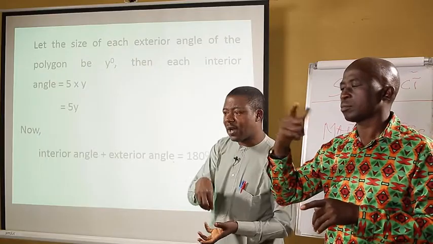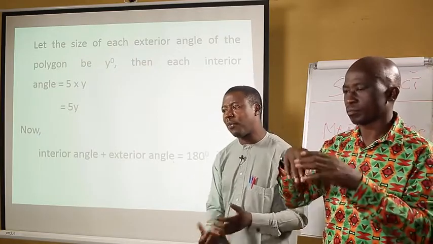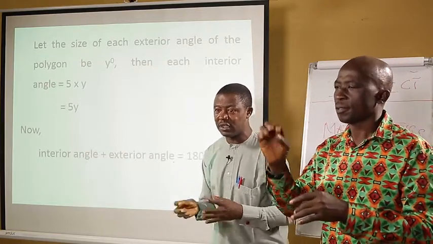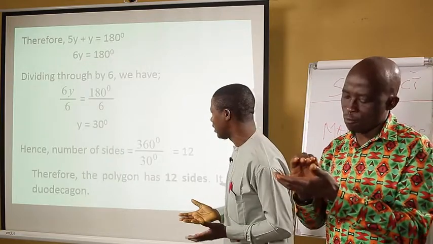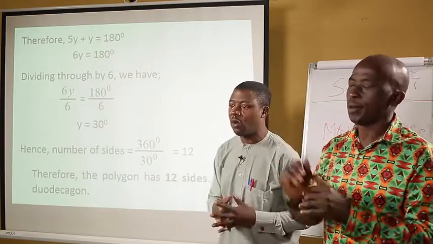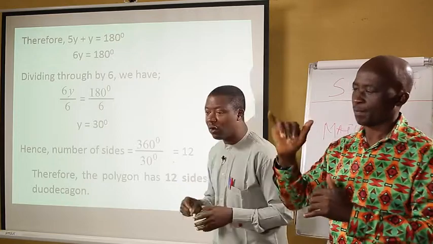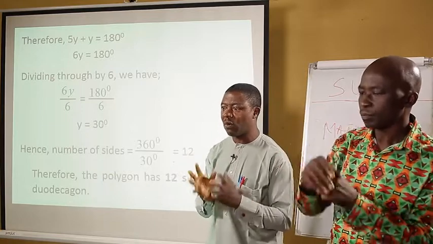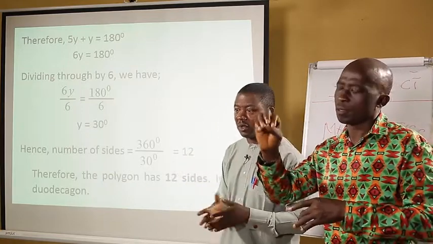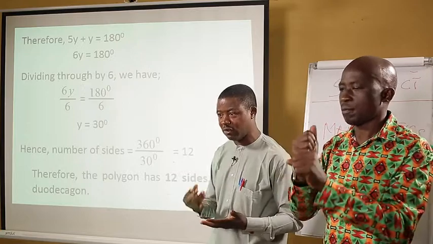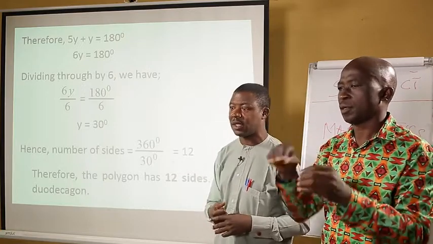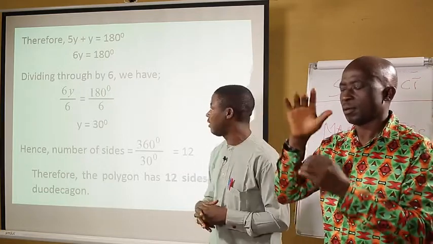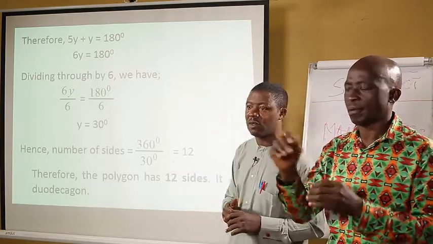Now, the fact that the interior angle plus the exterior angle give us 180 degrees is what we are going to use to determine the value of y. So 5y plus y, interior plus exterior, will give me 180 degrees, because they form a straight line, and the sum of angles on a straight line is 180 degrees. 5y plus y is 6y.